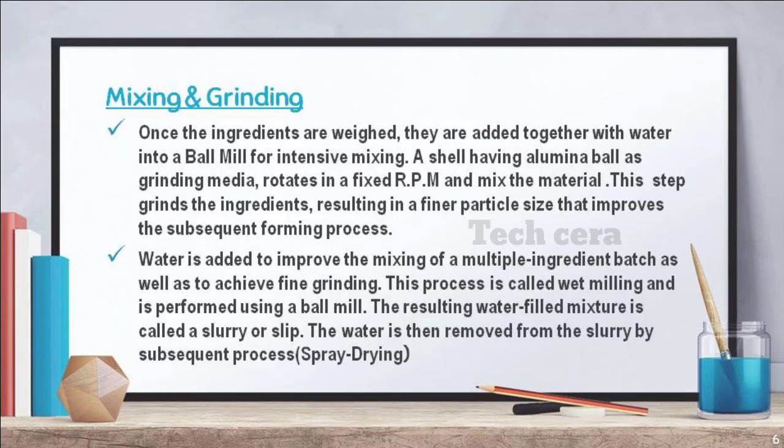Second one is mixing and grinding. This step grinds the ingredients, resulting in a finer particle size that improves the subsequent forming process. Water is added to improve the mixing of multiple ingredients as well as to achieve fine grinding. This process is called wet milling, and here you have more information.